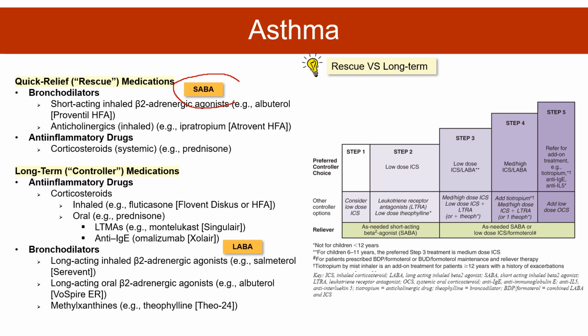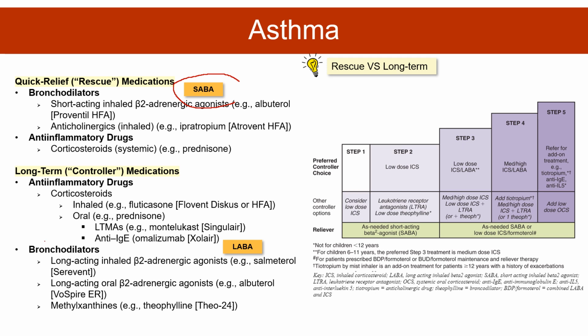Then we have our long-term controller medications. So these are anti-inflammatory drugs and bronchodilators. Our anti-inflammatory drugs are inhaled or oral corticosteroids, and here are some examples. You're not going to give this by itself during an acute asthma attack.